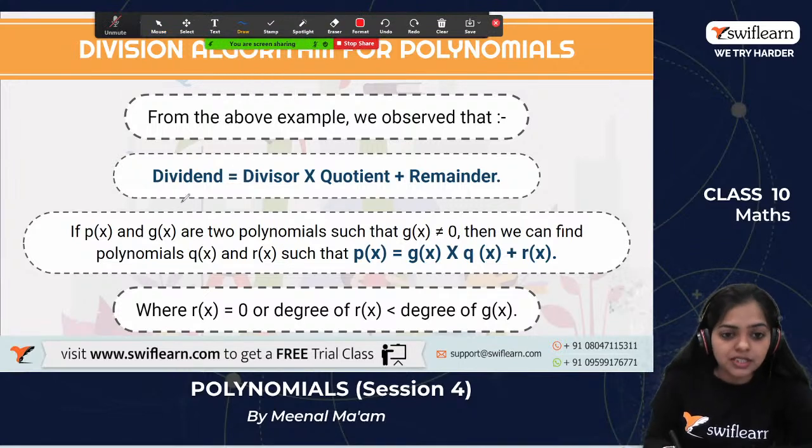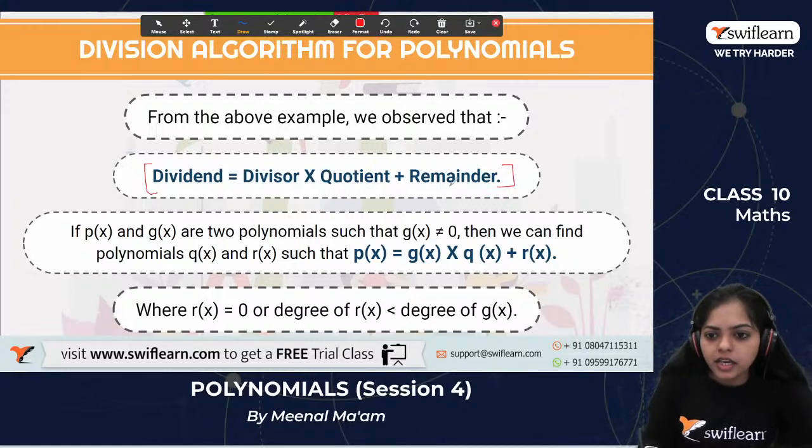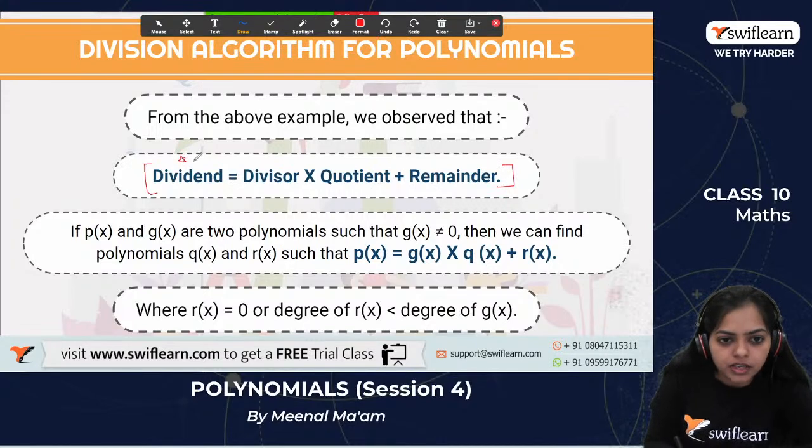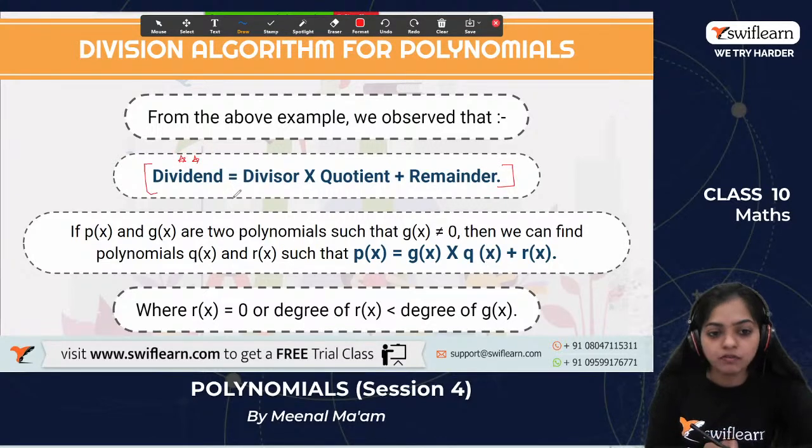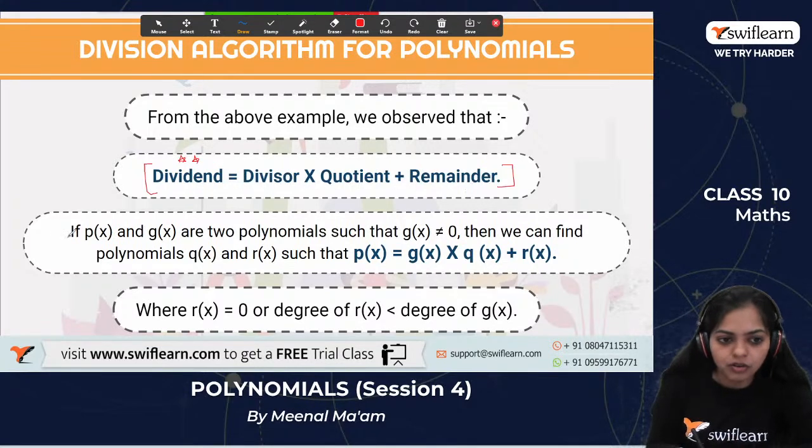Alright, so remember this thing. I think you all must know, but remember this thing, because in most of the problems we require this. In some of the problems, subjective problems, we require this relation also. So what is the relation? Dividend equals divisor into quotient plus remainder. Alright, now let's have a look.